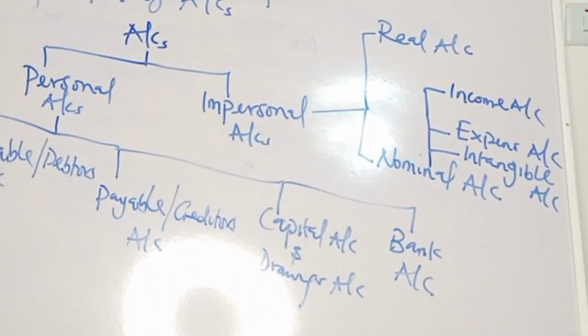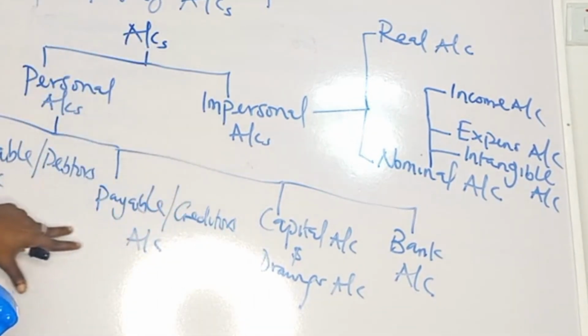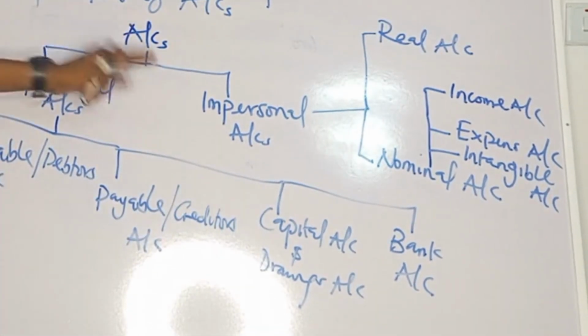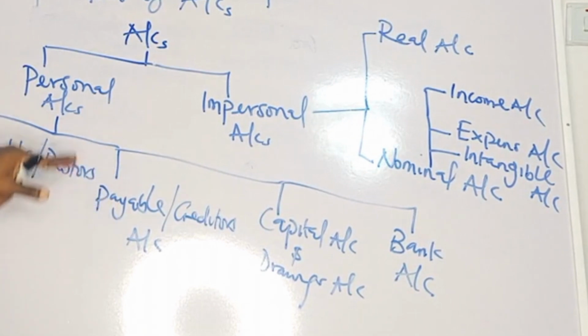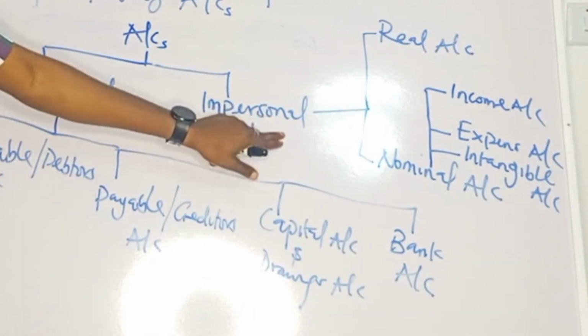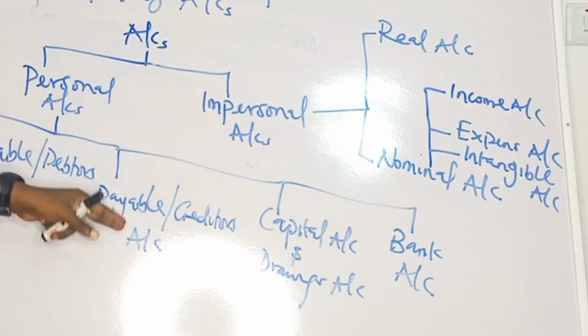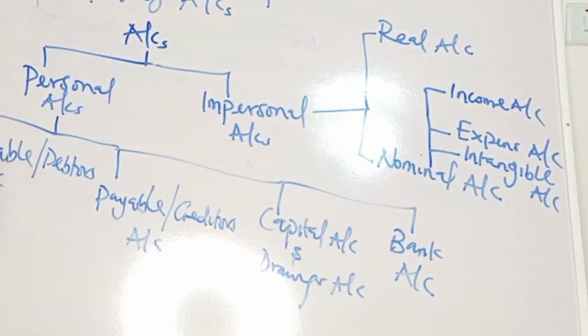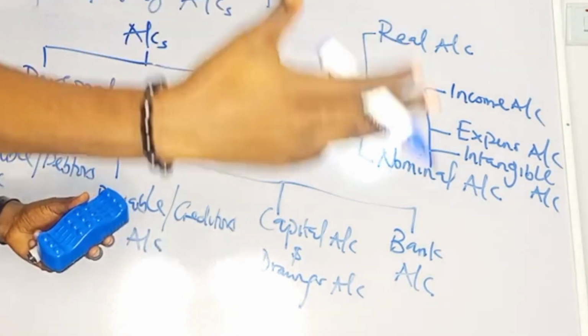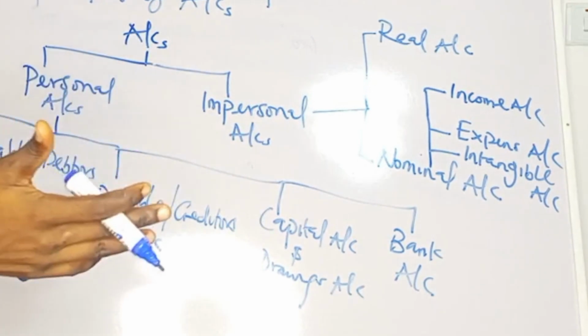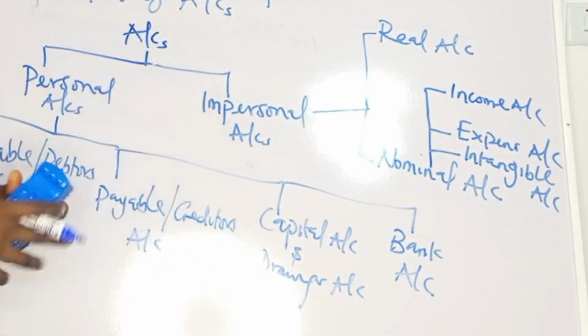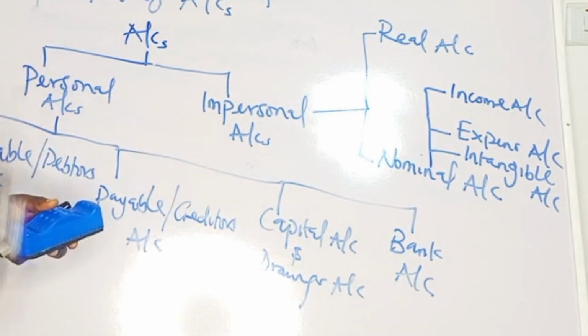We have other intangible assets there. So these are the classification of accounts. We have them in two. Let me take it over again. We have the personal account, we have the impersonal. Under personal, we have the receivable or debtors account. These are people that buy from the business, customers of the business.